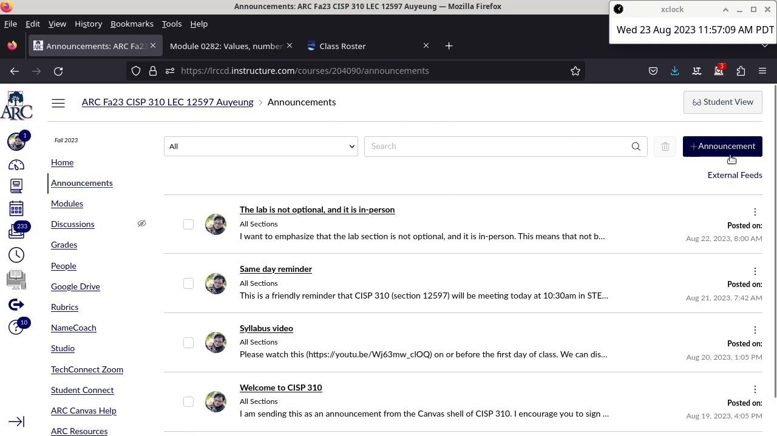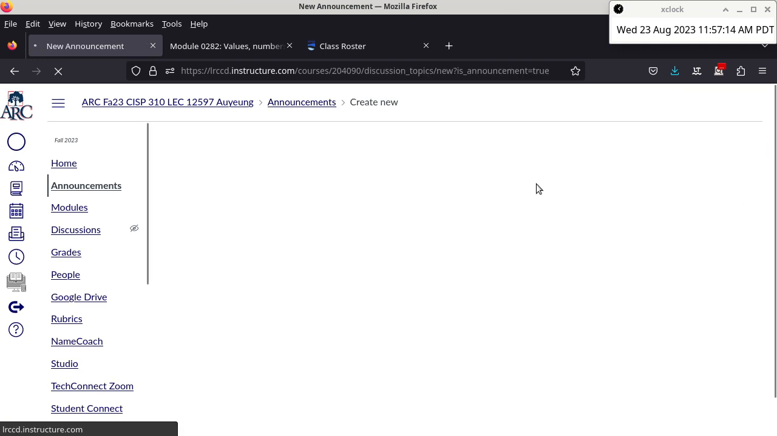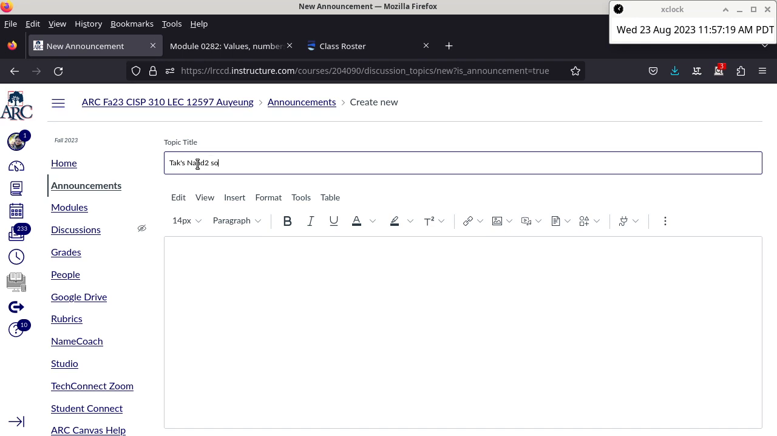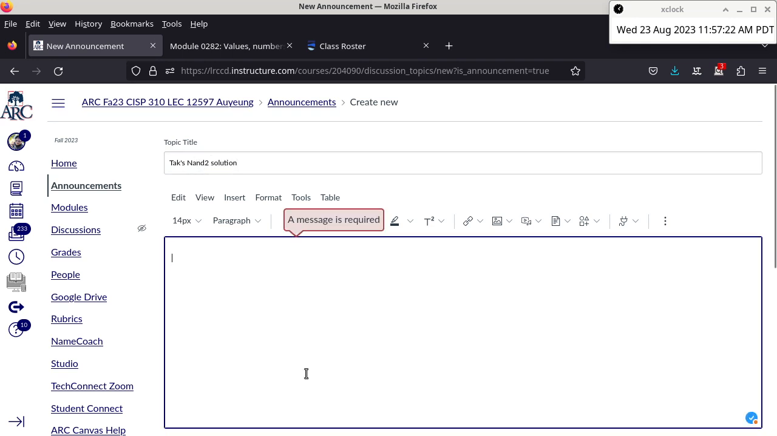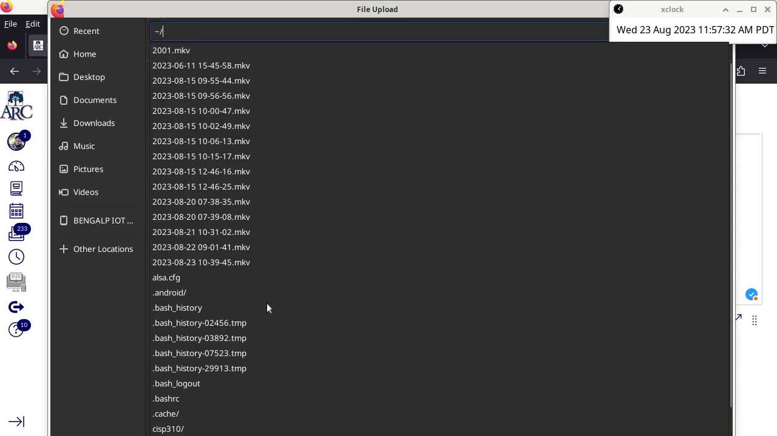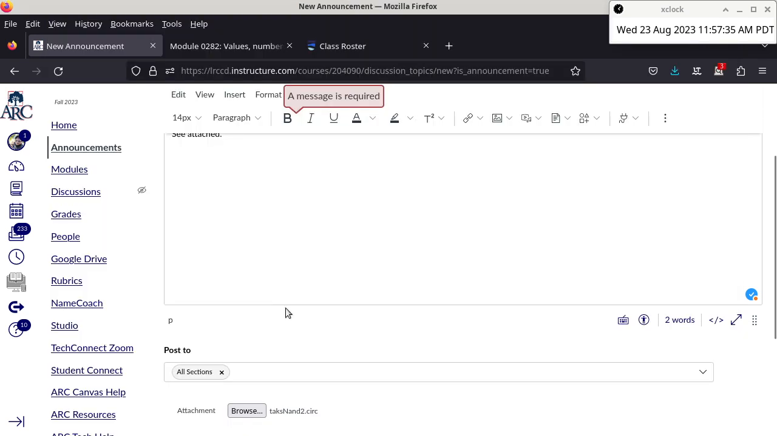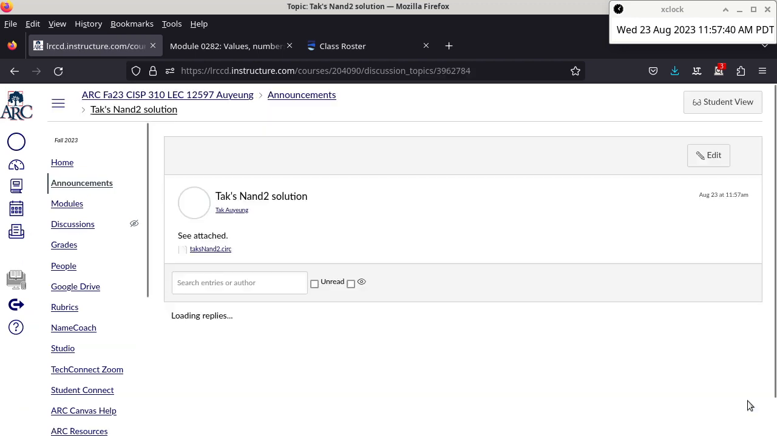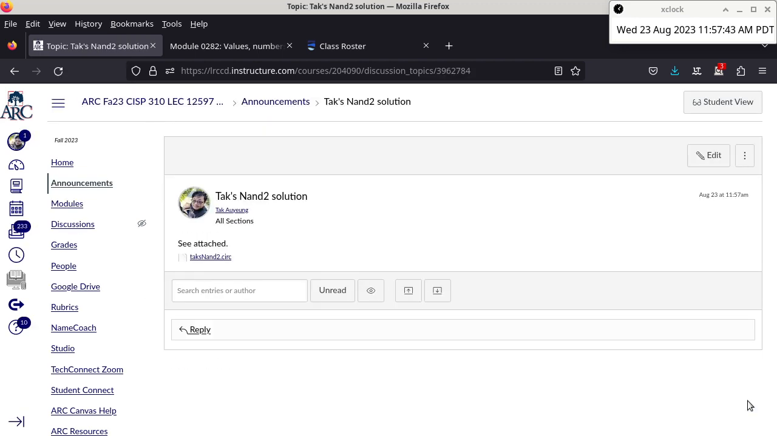Go check your announcement for this attachment, except for the person who needs to work on this. And we'll go ahead and announcement, tax, and to solution. And see attached. And go to here. Wrap it. There you go. So now everybody has a starting point for your lab today.